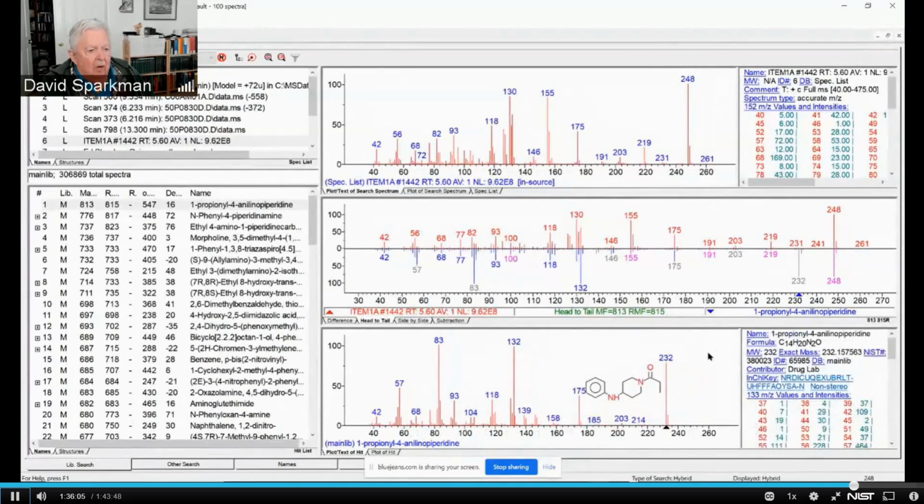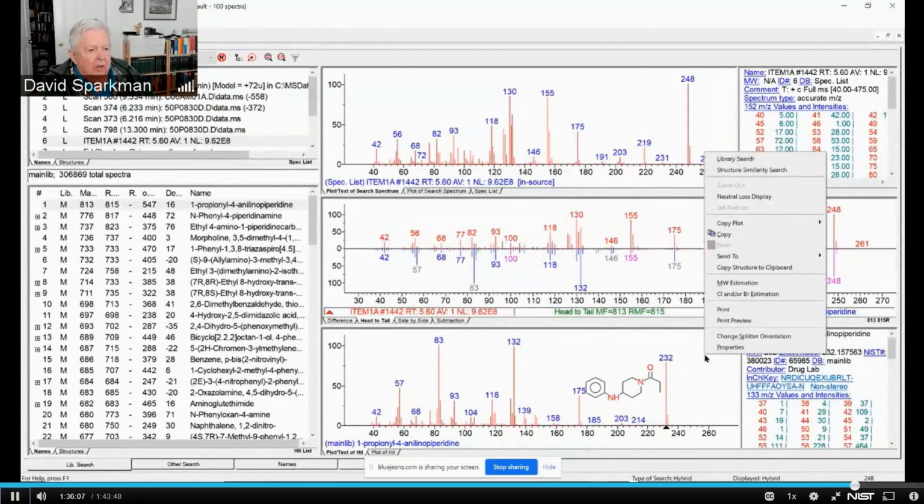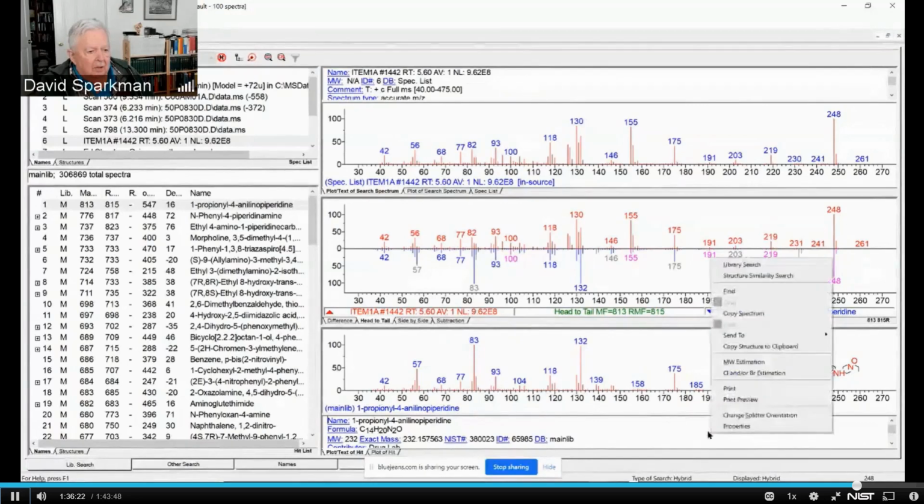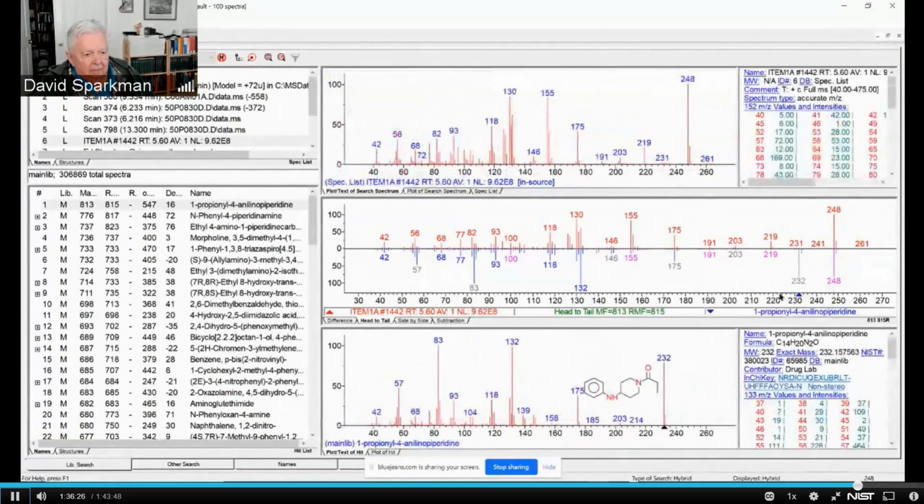And I can also change the orientation of the splitters, as we've done here. And we have the metadata here for each spectrum, and the splitter bar is here. I personally prefer to have it as shown here.